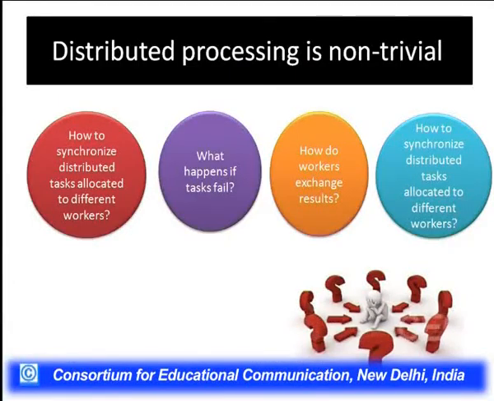So distributed processing is also non-trivial, because if we are going for distributed processing, we need to know how we are going to synchronize the task, because the task will be carried out by multiple machines. How the task will be synchronized, that is a problem. And what is going to happen if one task fails, because there will be multiple tasks executing a particular process? What is going to happen if just a single task fails? Will all the tasks continue to run, or will the entire program halt? This is something which we need to take care of.